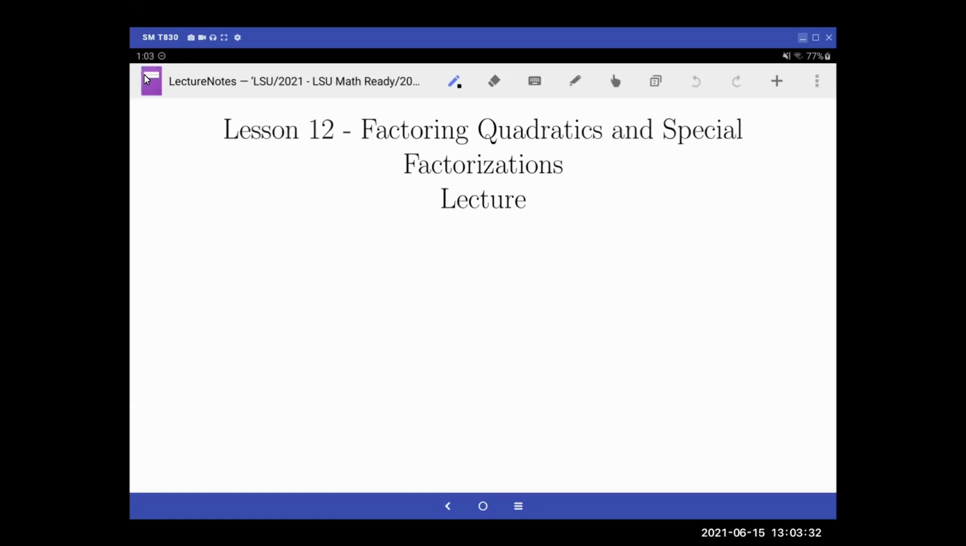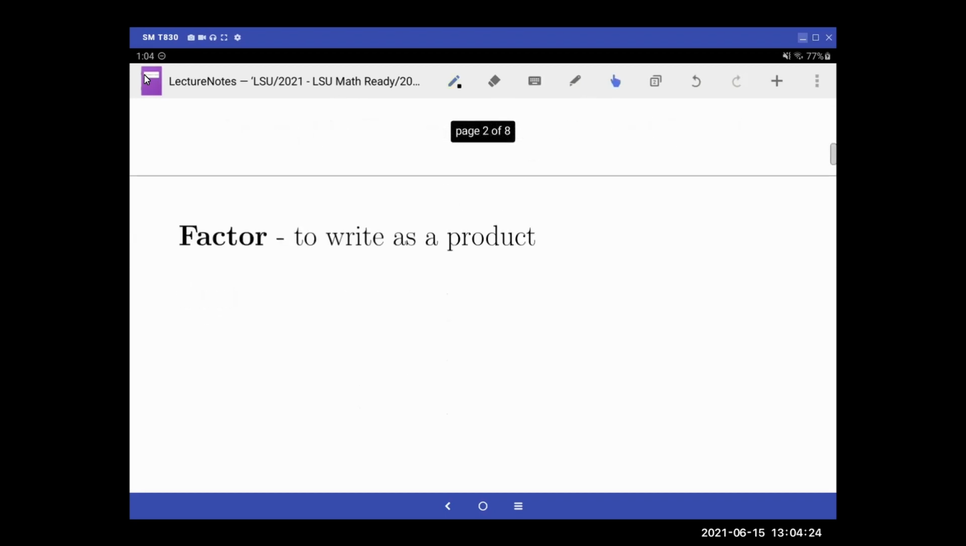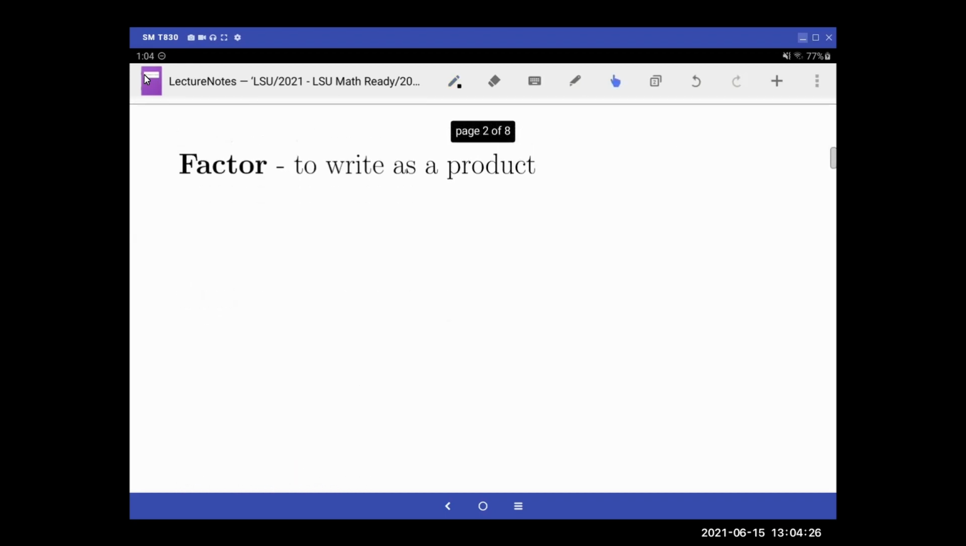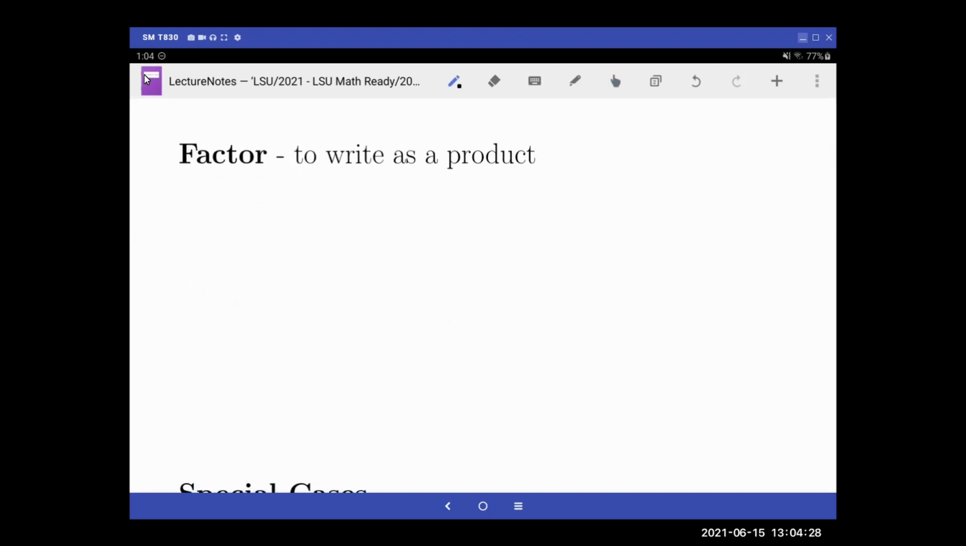Okay, all right. So this is lesson 12, factoring, quadratics, and special factorizations. Let's talk about the word factor real quick. If you see the term factor, just think that means to write as a product, to write something out as multiplication. It may have been addition at first, now write it as multiplication. The purpose of doing that is so that we can use the zero product property to solve equations. There's other things that we can use factoring for, but that's one of the first things that we'll do.